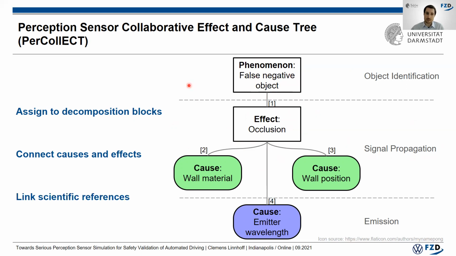And then for every connection, we can link scientific literature. So conference publications, journal papers, books, and so on. So we can link this literature to prove, first of all, that the effects really exist, and then again that these are the causes for this effect. And as you can imagine from the simple example, this will become very complex.